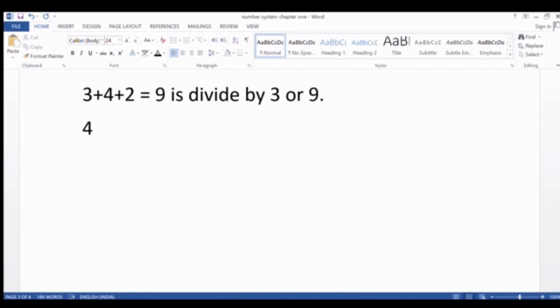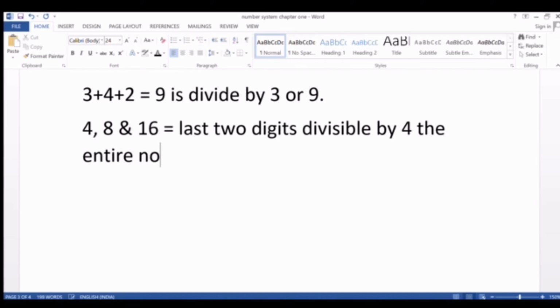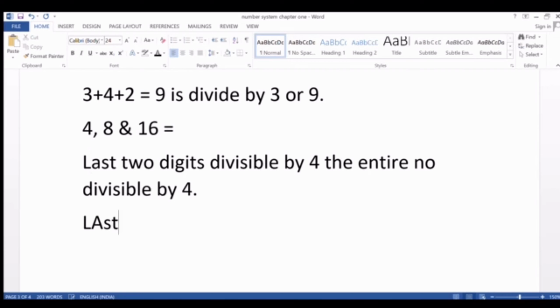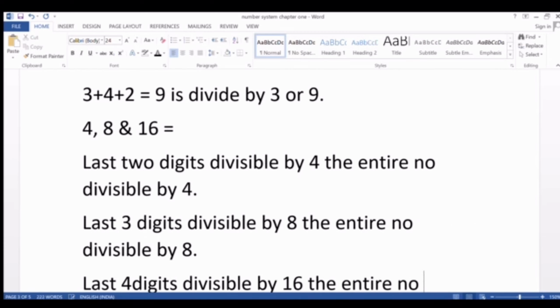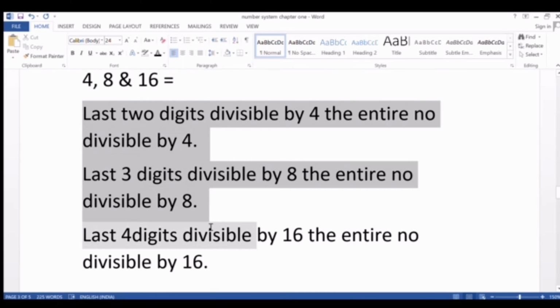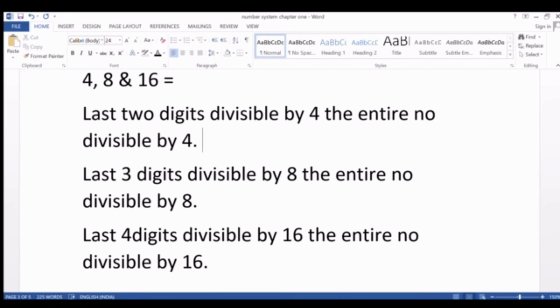Next we take the values 4, 8 and 16. For this divisibility rule, if the last two digits are divisible by 4, the entire number is divisible by 4. If the last 3 digits of a number are divisible by 8, the entire number is divisible by 8. And one more thing, for 16, if the last 4 digits are divisible by 16, or if the last 2 digits of the number are divisible by 4, the entire number is divisible by 16.